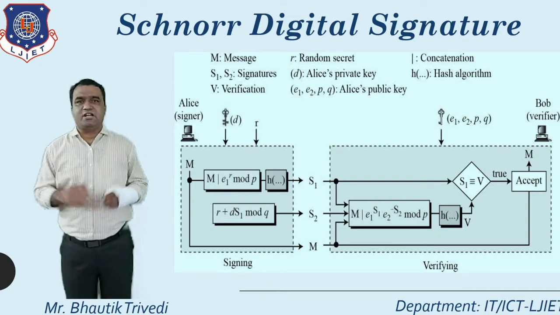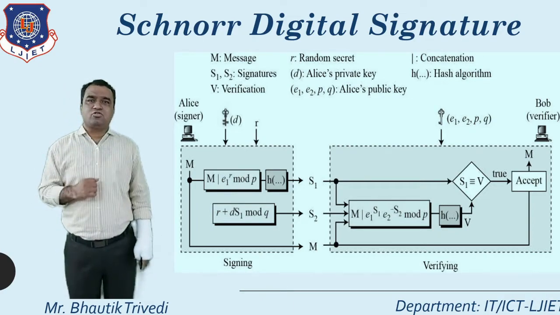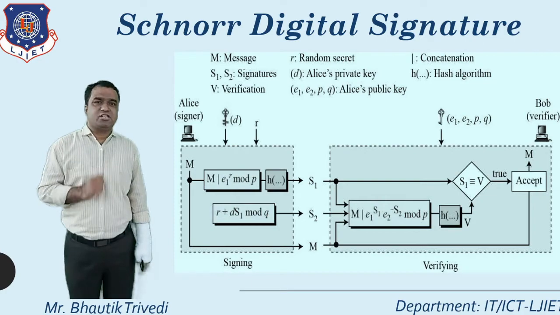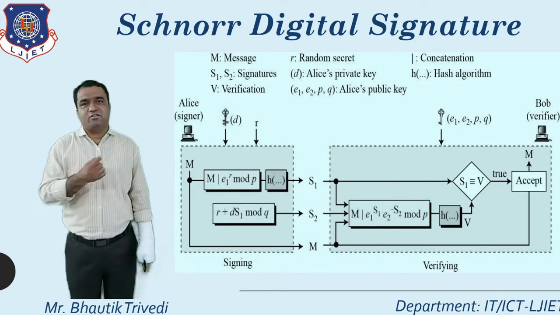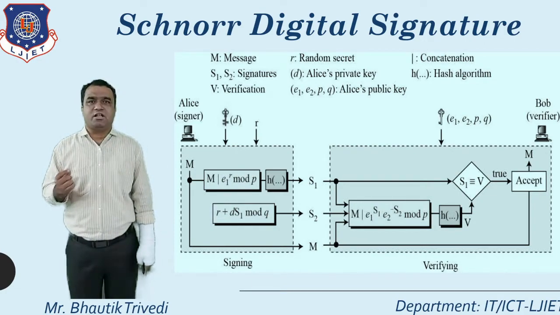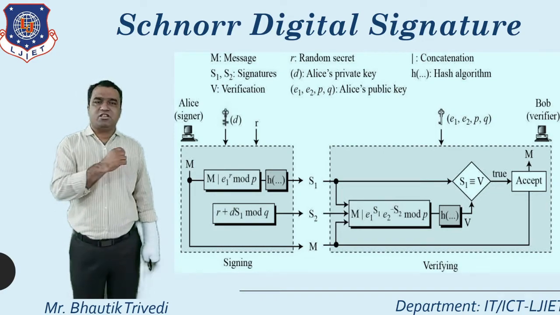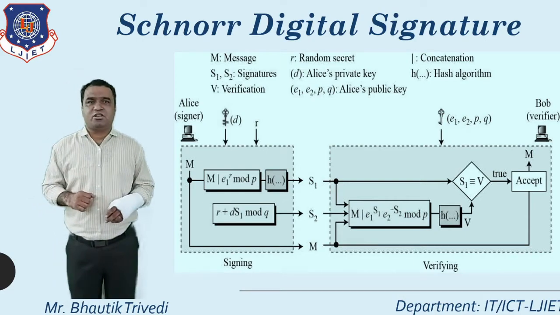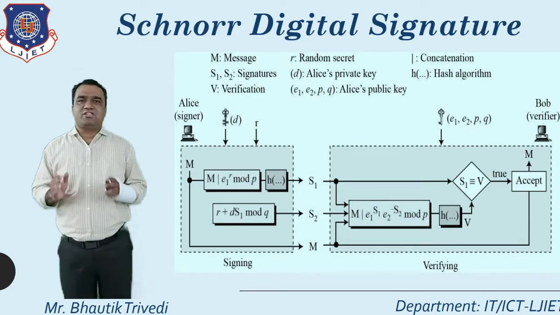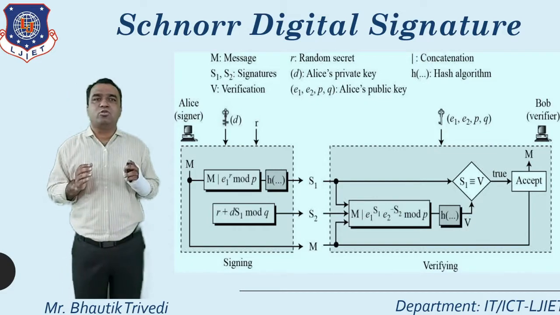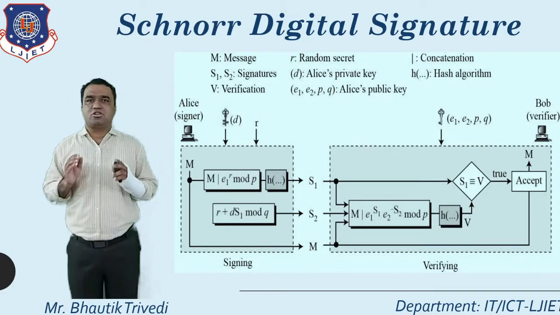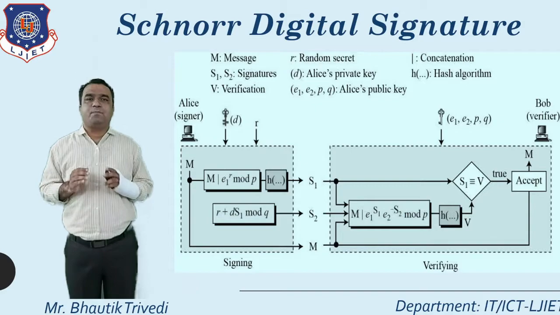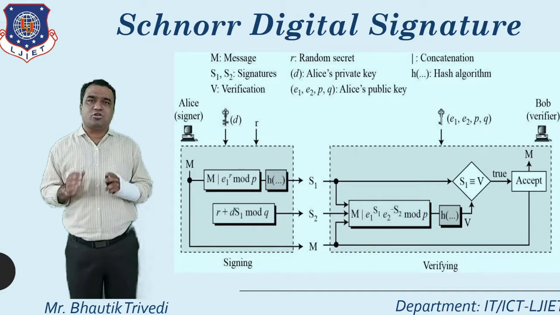First one is M, that is the message. S1 and S2, as you already know, are the signature. V means the verification. R means the random secret. D means Alice's private key. E2, P, Q mean Alice's public key. Then one symbol used here is for concatenation. And H is the hash algorithm generally used in the Schnorr digital signature. So that's a part of the digital signature of this Schnorr technique.